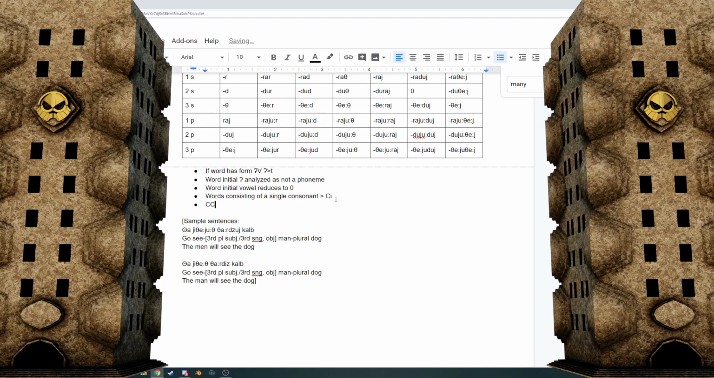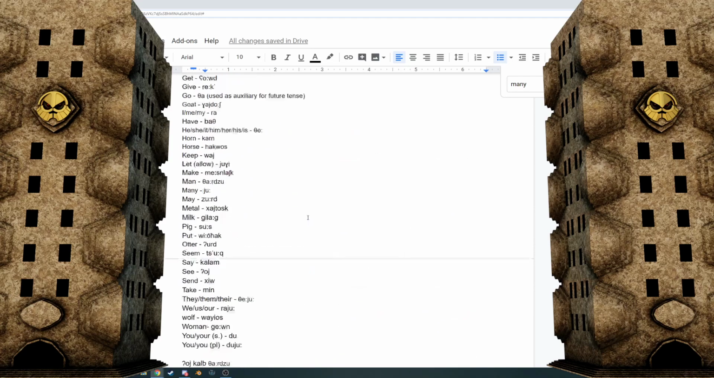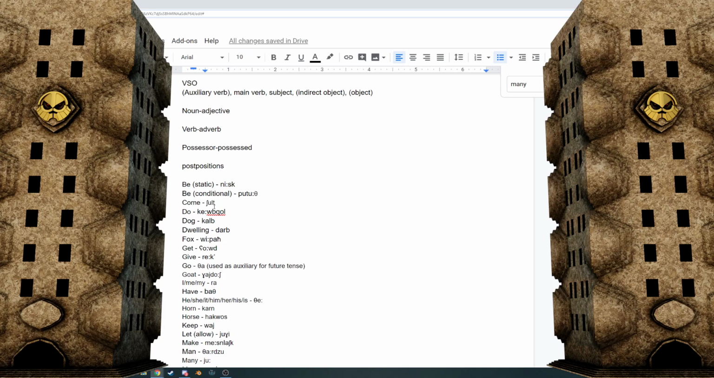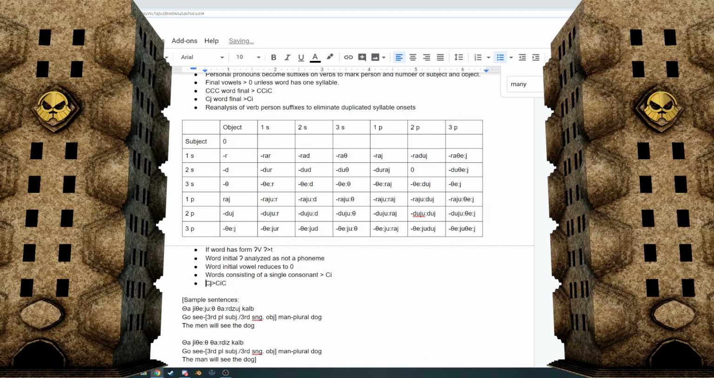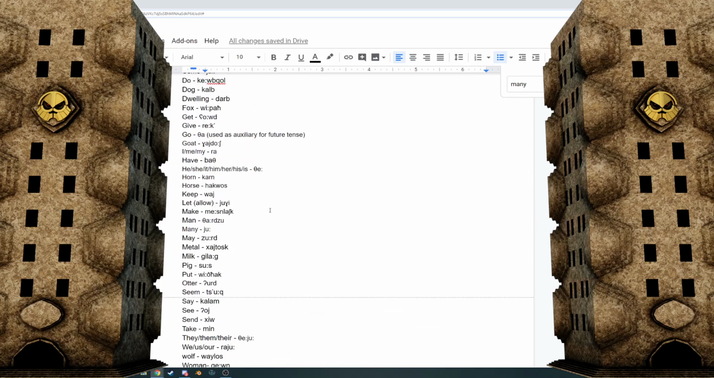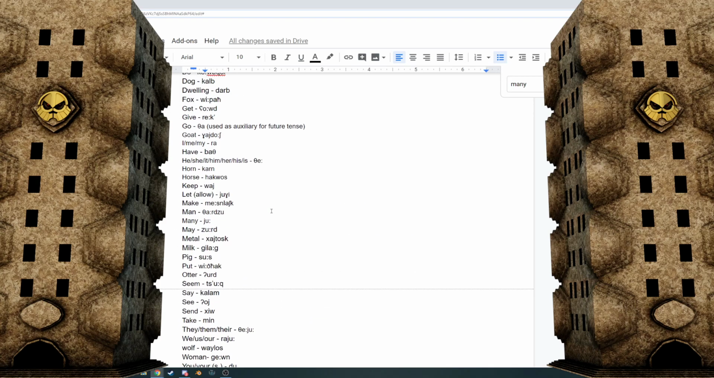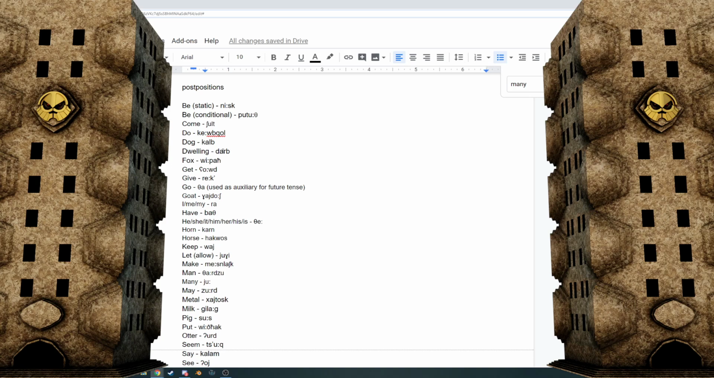Okay, so y is going to yield C I. So dog is going to be kalb, but dogs is going to be kalib. Let's see how this works with some other nouns. It's going to be kalb, kalib, darb, darib, vipah, vipahi. No, that's going to be difficult. So we're going to change this a little bit. Word final is going to yield I. That's going to give us an infix for pluralization for most words. So it'll be darb, darib, vipah, vipahi.